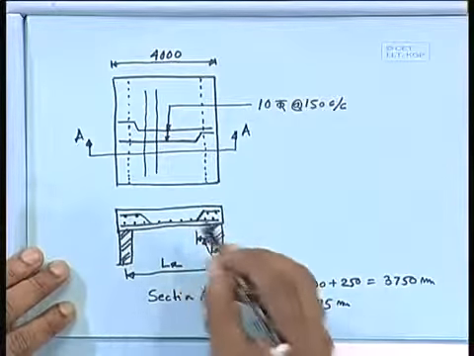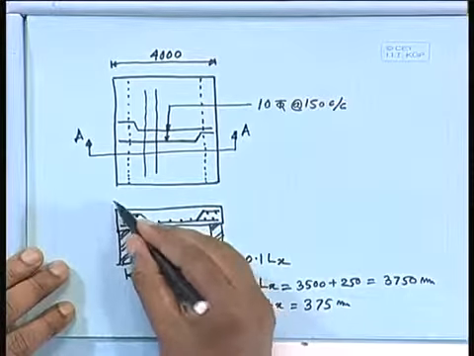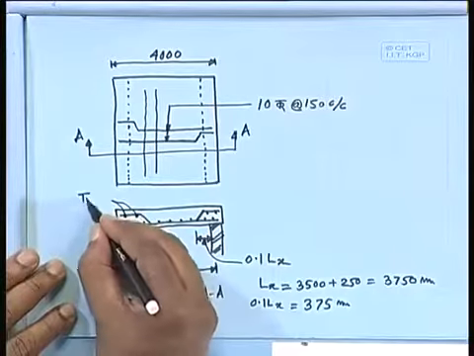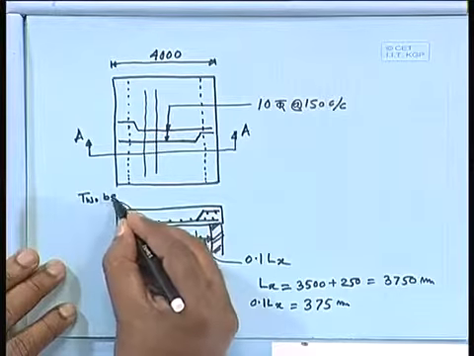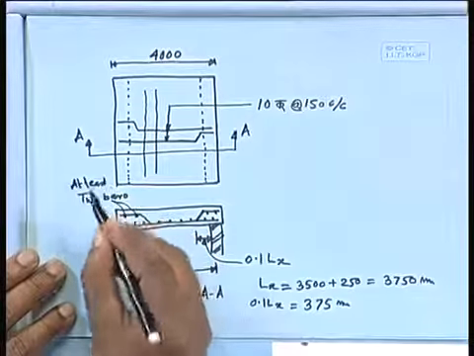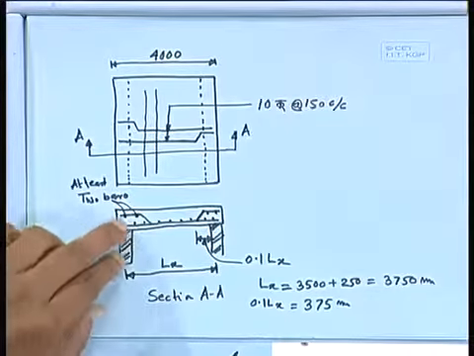Please note, we have to provide at least 2 distribution steel bars at the top, to hold the main bars. Even if it is small, you have to provide at least 2 bars.